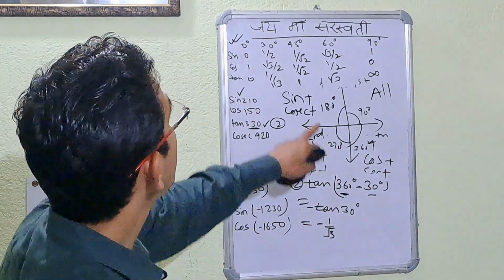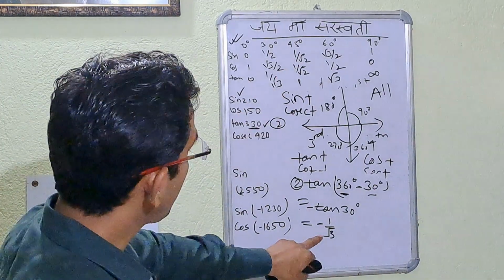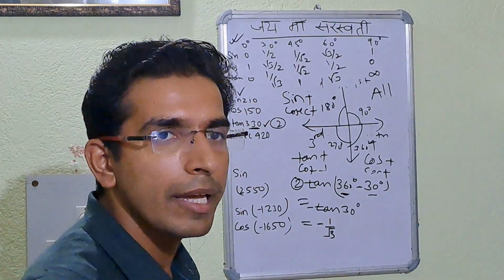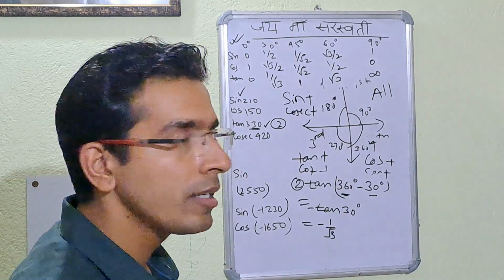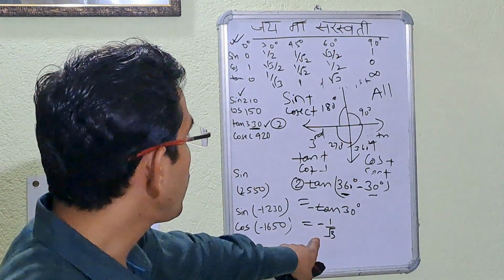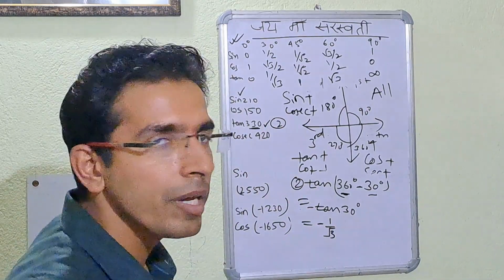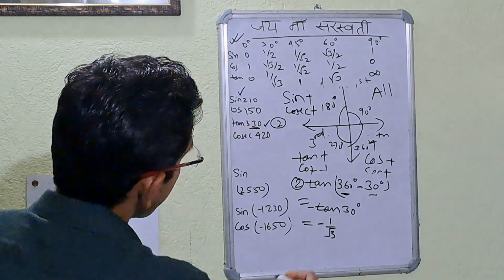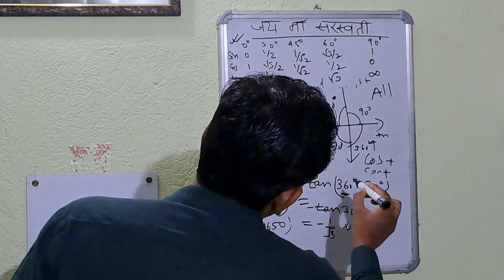So tan 30 is 1 by root 3, and as the minus sign is already lying before the tan 30, we will be substituting back that minus sign. So the final value of tan 330 is minus 1 by root 3. So this is the particular example, minus 1 by root 3.